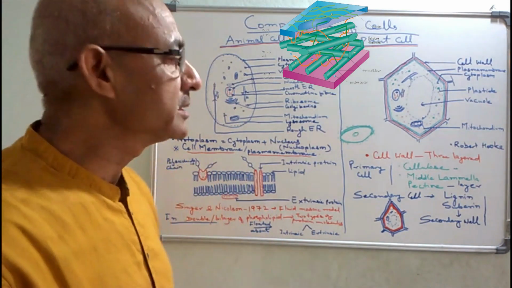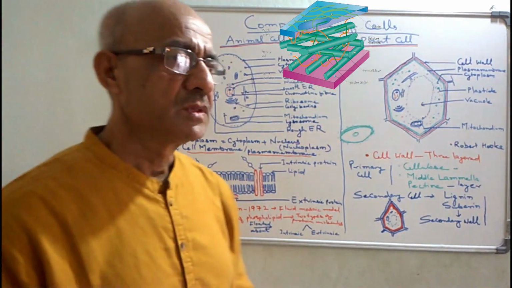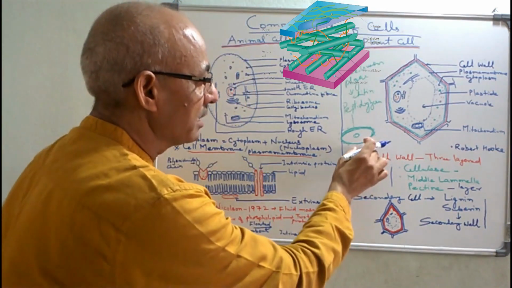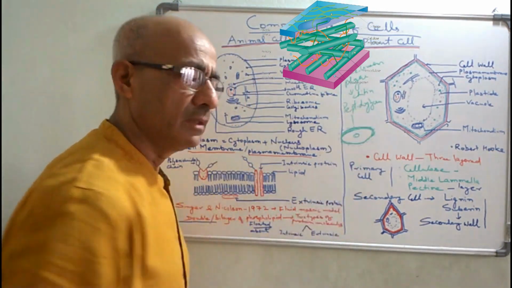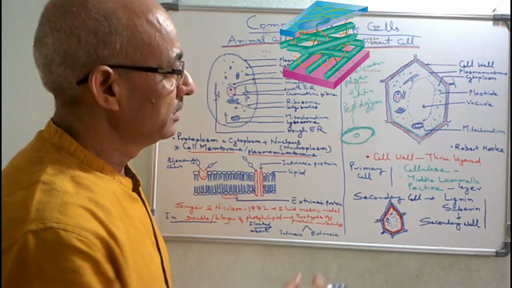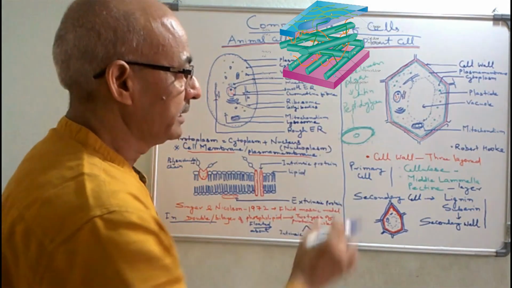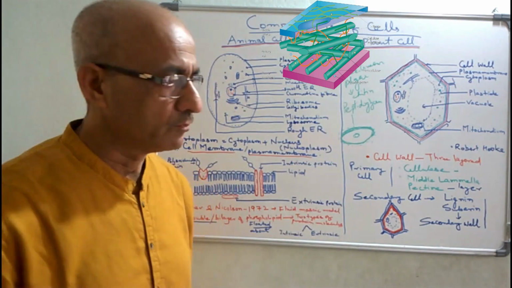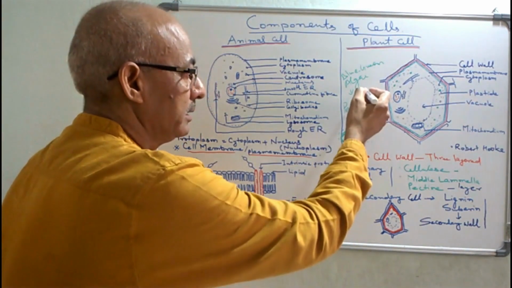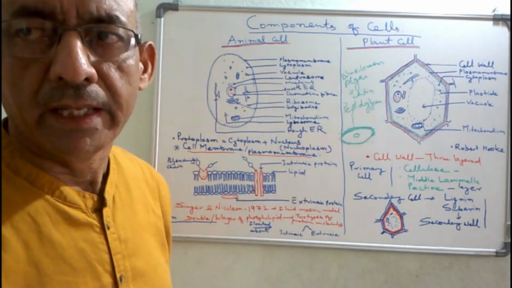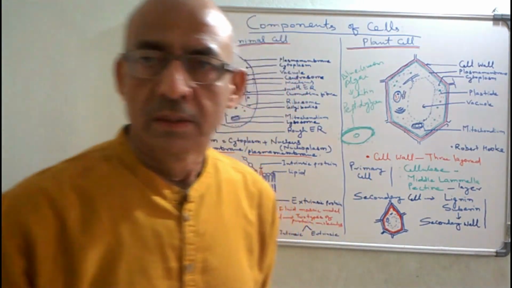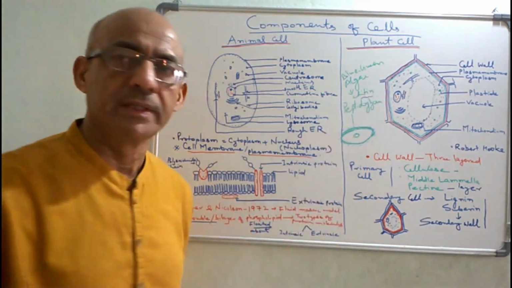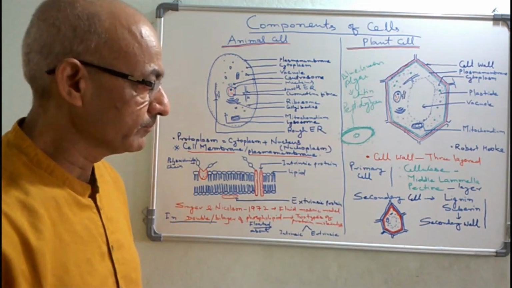In certain cases, like bacteria, actually the cell wall of bacteria is made up of a different type of material, that is peptidoglycan. And in the case of blue-green algae, the cell wall is made up of a different type of material that is called chitin.